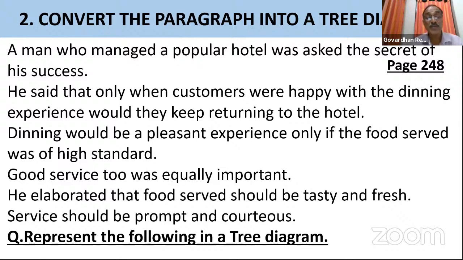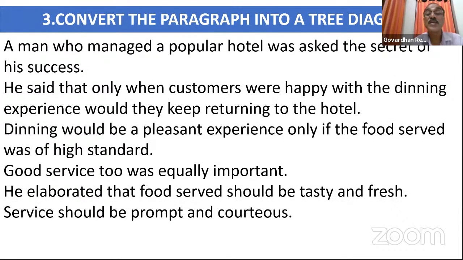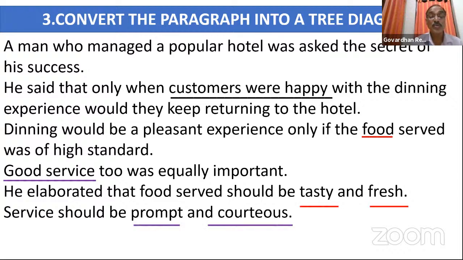Now the question is, represent the following in a tree diagram. We'll see it here, the same story shown to you again. We have to take the topic as happy customers. Customers were happy is the subject of this. Now, when would the customers be happy? Based on the food. If there is good food and good service. So happy customers can be divided into good food and good service. Likewise, good food can be divided into tasty and fresh. If the food is tasty and fresh, it is good. And if the service is prompt and courteous, it will be good service.